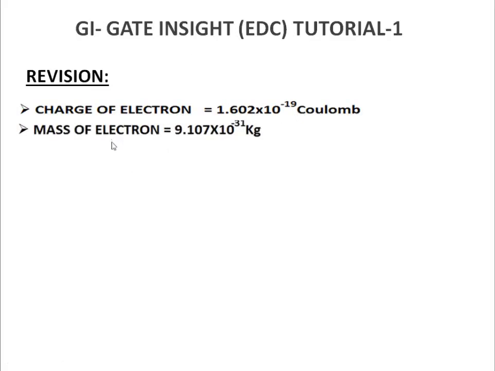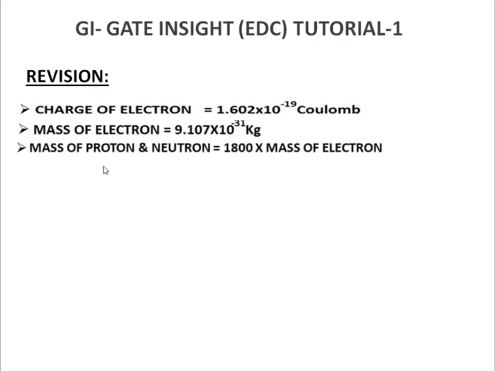Now we are going to do a quick revision, and we are going to go through all of the formulas that we have studied till now. First was the charge of electron, that is equal to 1.602 into 10 to the power of minus 19 coulomb. Next we have the mass of electron, that is equal to 9.107 into 10 to the power of minus 31 kilogram. Next we have the mass of proton and neutron, that is equal to 1800 times the mass of electron. And 1 electron volt is equal to 1.602 into 10 to the power of minus 19 joule.